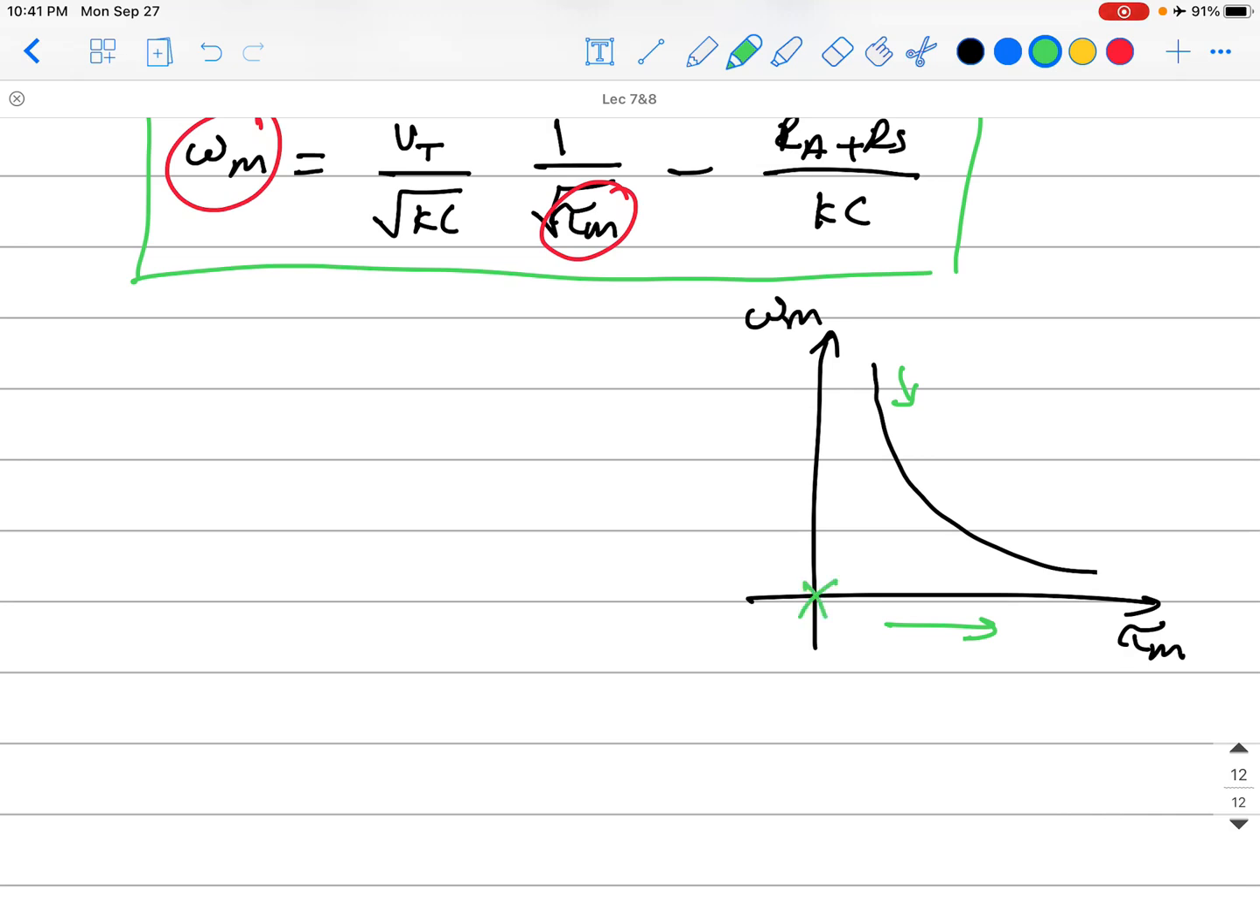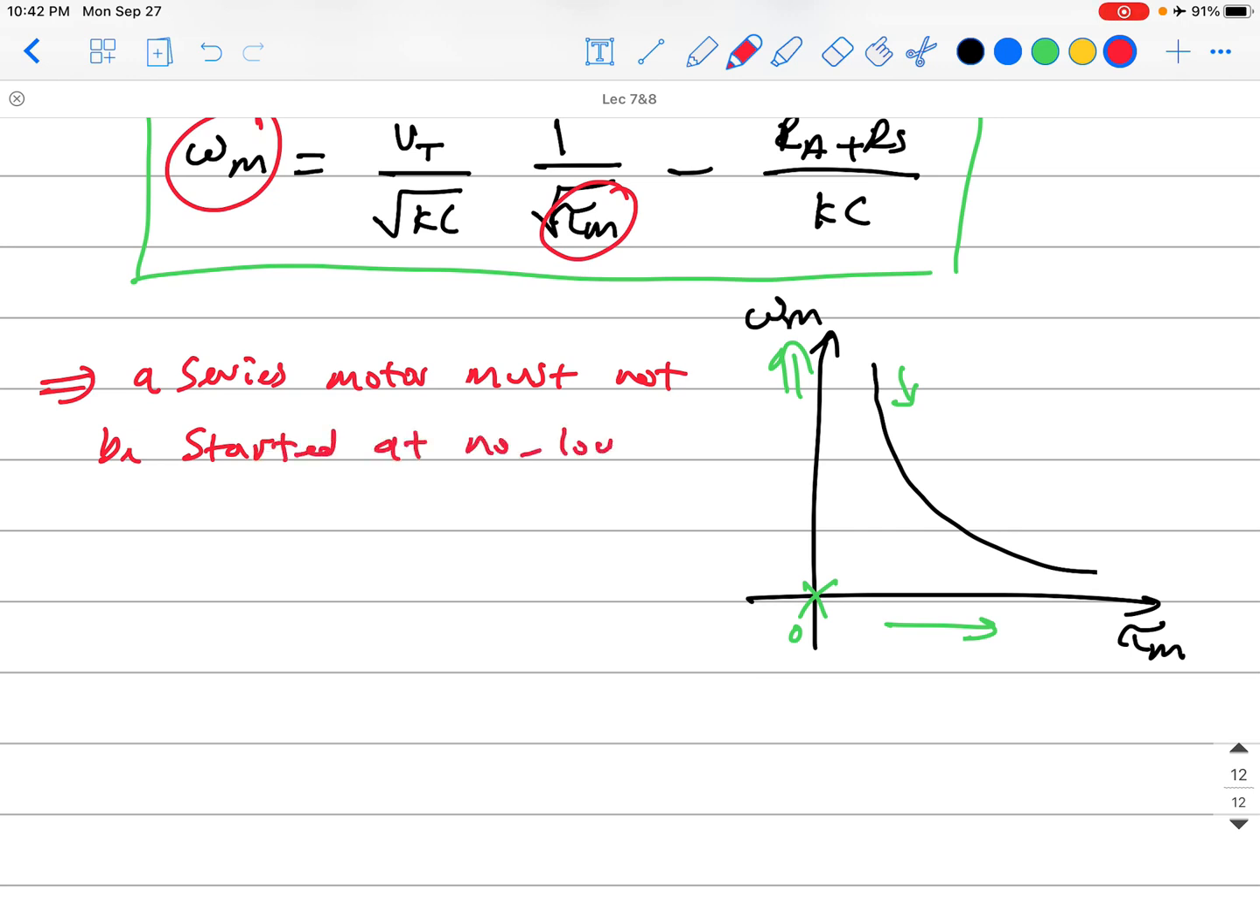The difference here is like you see. For zero torque at the start of this, the speed is very, very high, almost infinity. And that's a very, very important thing to keep in mind when you're dealing with a series motor: a series motor must not be started at no load.